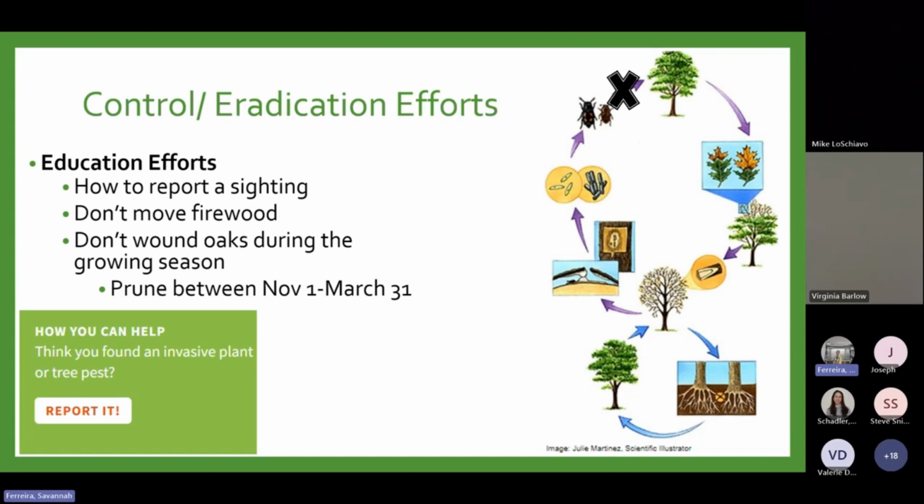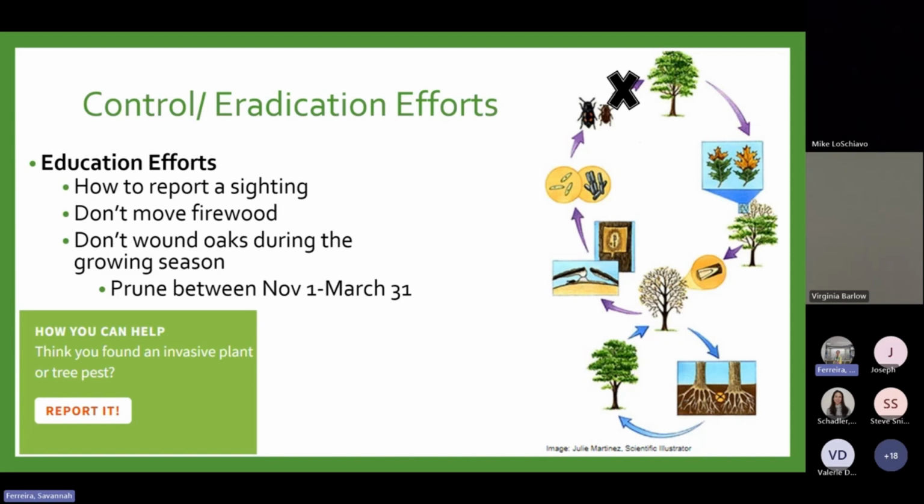Something you can also become familiar with is how to report a sighting on VT invasives and then also show others how to report on VT invasives. You can also stop moving firewood. This is something that's really hard to control, but the best bet is always to buy it where you burn it. And lastly, educating the public on the disease cycle to help prevent its spread.